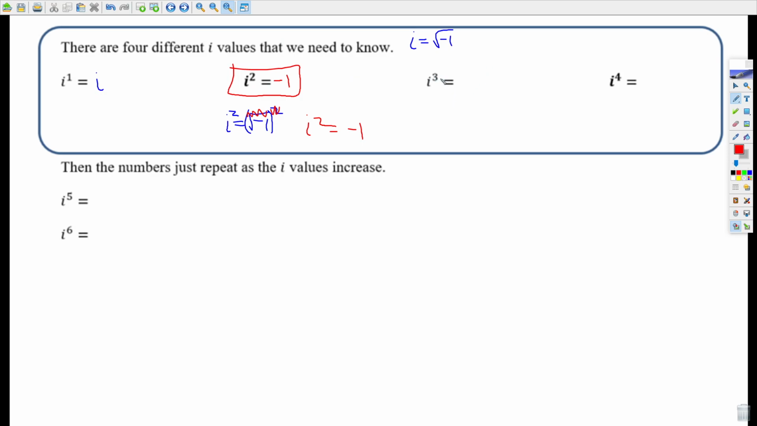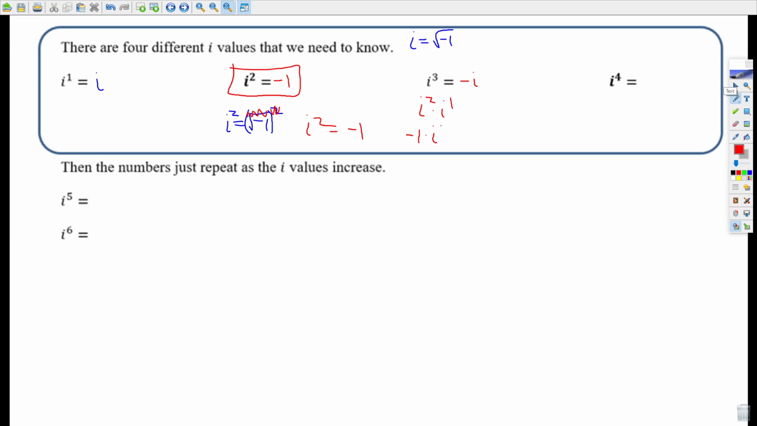Okay, so if we have i cubed, another way we can write this is i squared times i. What I'm doing is separating the 3 into a 2 and a 1, and you're allowed to do that because if you were to put them back together, you would get 3. We already know what i squared is, and we already know what i to the first is. So this is the same thing as saying i squared is negative 1 times i. And what's negative 1 times i? Just negative i.